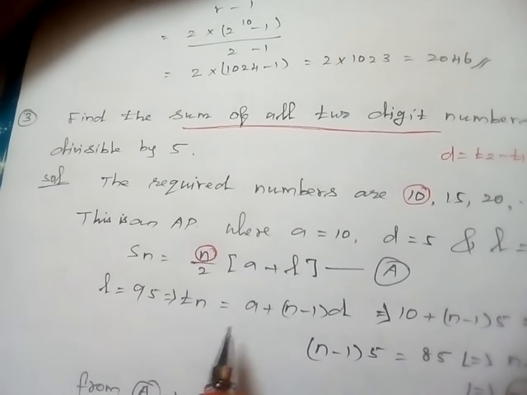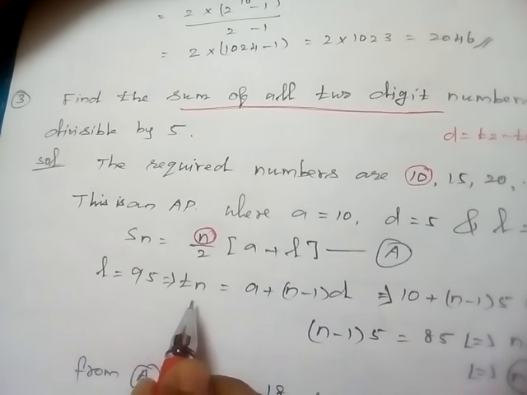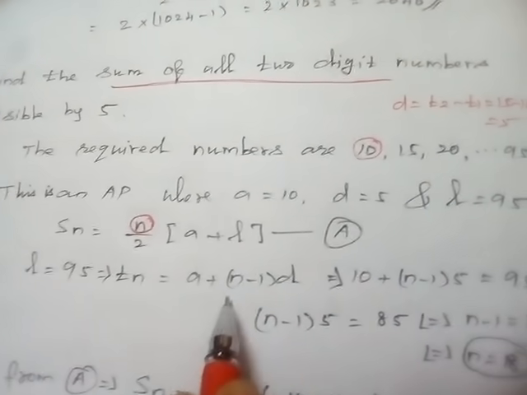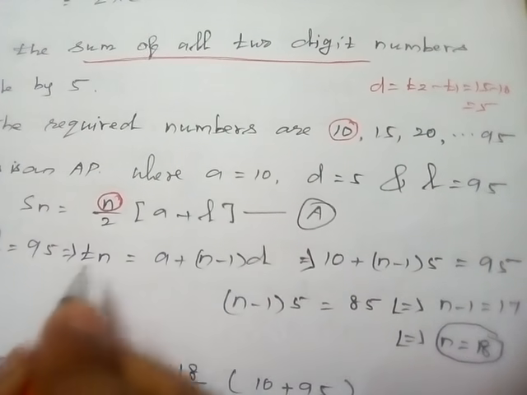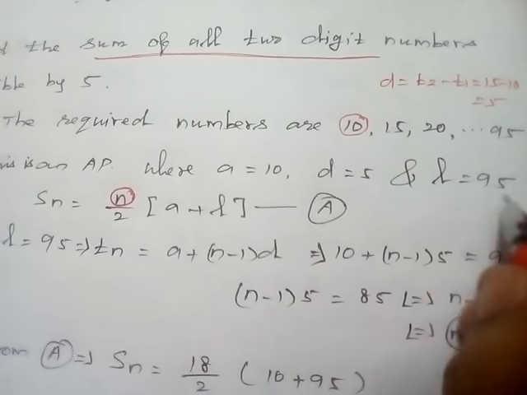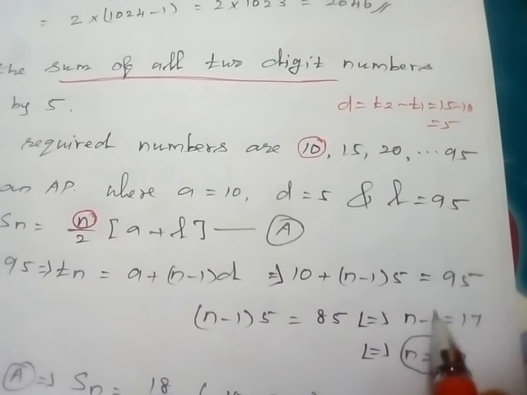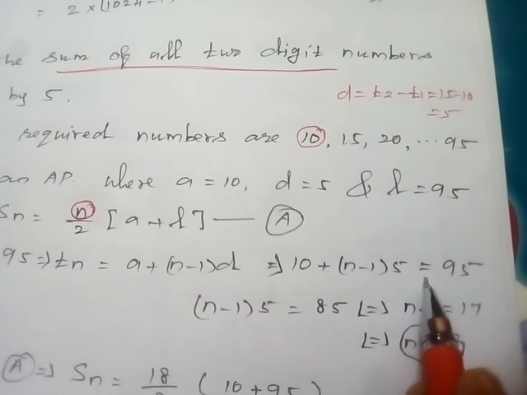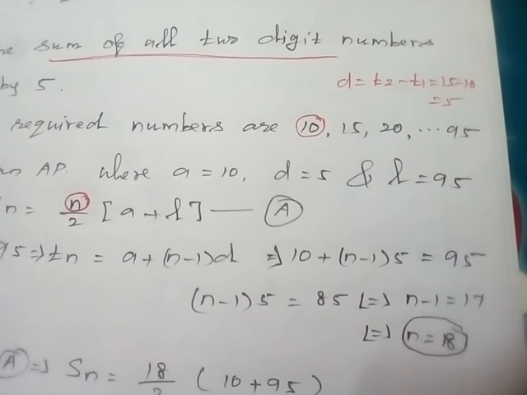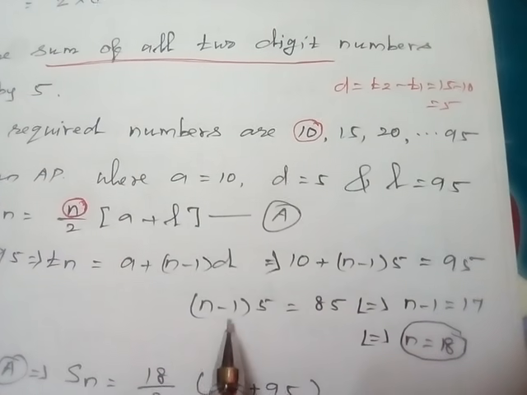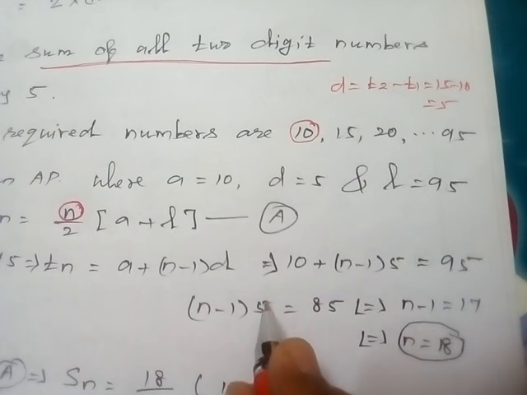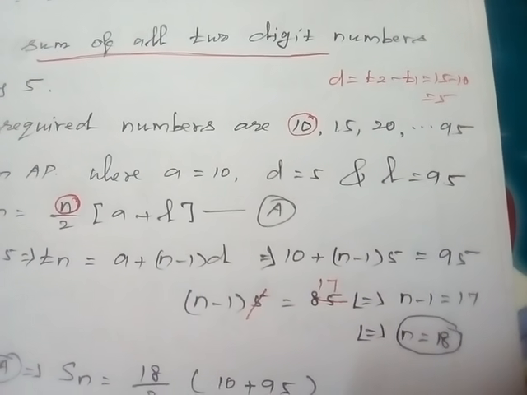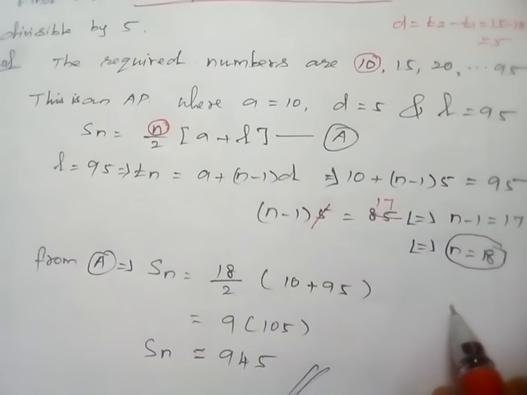We know the formula: the nth term of an arithmetic progression, denoted by Tn, equals a plus n minus 1 into d. Here a equals the first term 10, d equals 5, and Tn is equal to the last term, which is 95. So using the formula, we can get the value of n. Changing the side, n minus 1 into 5 equals 95 minus 10, which is 85. So n minus 1 equals 17, and n is equal to 18. So we have all the required values.